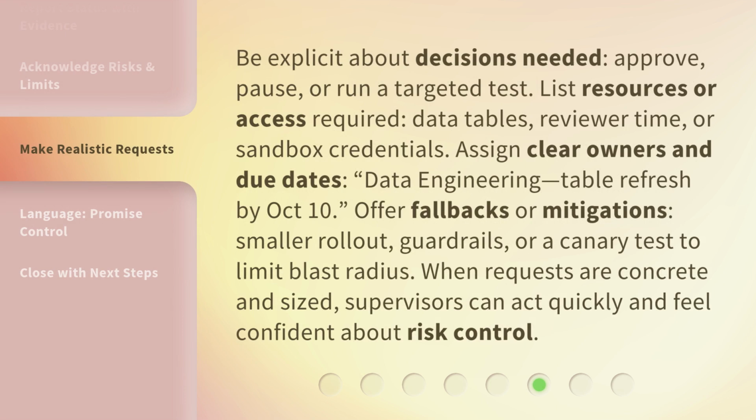Be explicit about decisions needed. Approve, pause, or run a targeted test. List resources or access required. Data tables, reviewer time, or sandbox credentials. Assign clear owners and due dates. Data engineering, table refresh by October 10th. Offer fallbacks or mitigations. Smaller rollout, guardrails, or a canary test to limit blast radius. When requests are concrete and sized, supervisors can act quickly and feel confident about risk control.